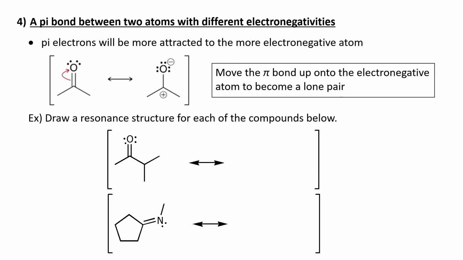The fourth pattern is a pi bond between two atoms with different electronegativities. So we're only going to use this pattern if we have something like a double bond in between carbon and oxygen, or a double bond between carbon and nitrogen, or carbon and any other atom that has a greater electronegativity. In this pattern, we always move the electrons from the pi bond to the more electronegative atom, because electronegative atoms by nature have the ability to attract electron density towards themselves.